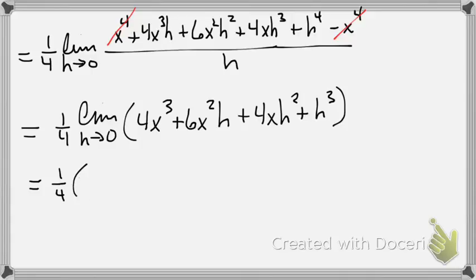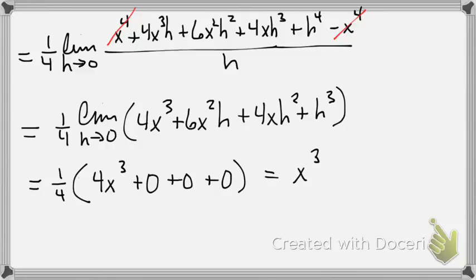And now we can use direct substitution. So that's 4x cubed plus 0 plus 0 plus 0. And therefore my answer is x cubed. All right? So what is the derivative of x to the 4th over 4? Just x cubed. All right?